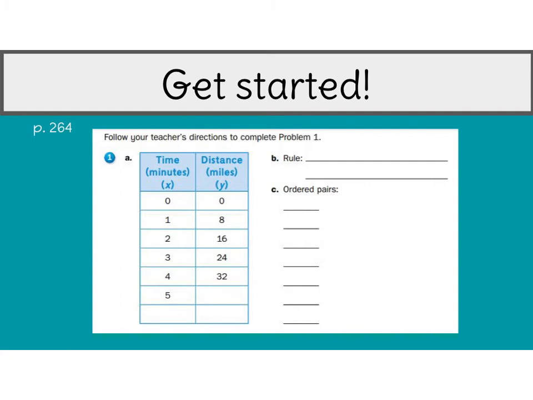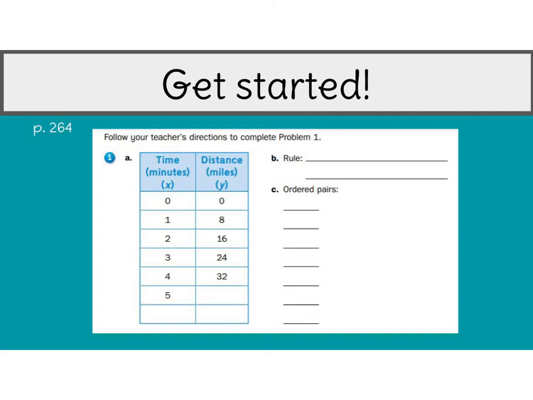So let's take a look at the table. What does this table show here? If we look at this table, what does it show? It shows the total distance the plane traveled in 0, 1, 2, 3, 4, 5 minutes. And we've got pairs of numbers here, if you remember what those are called, corresponding values.